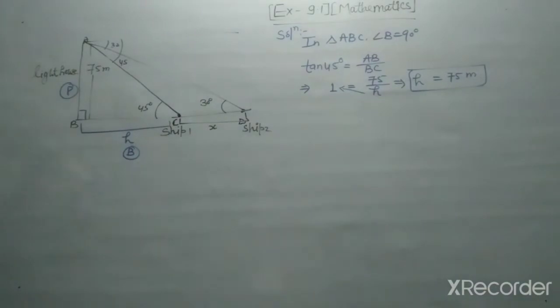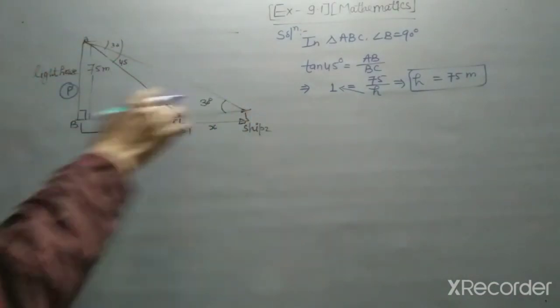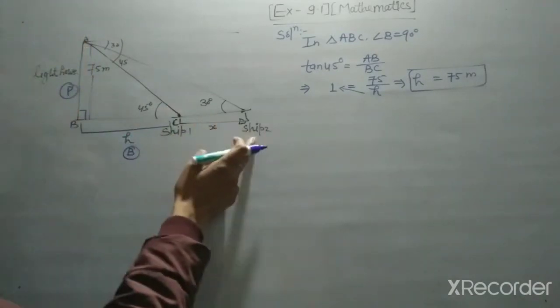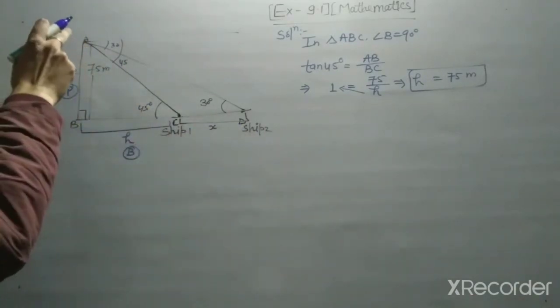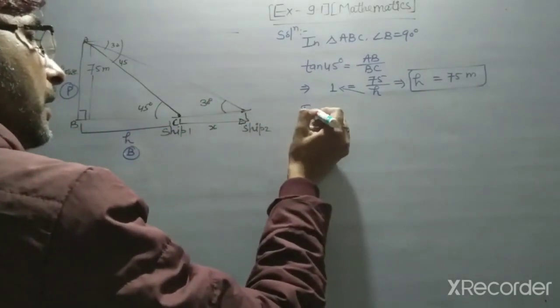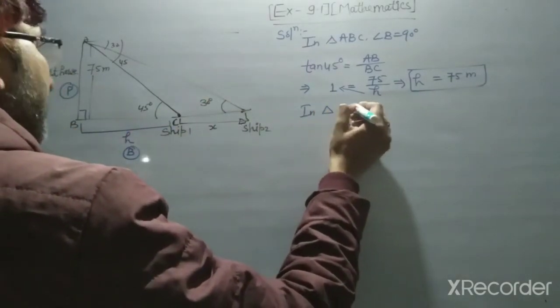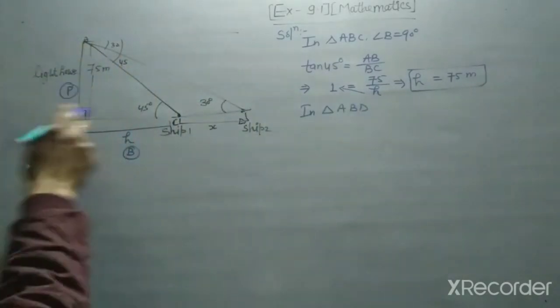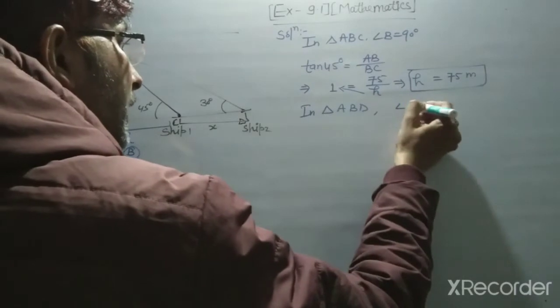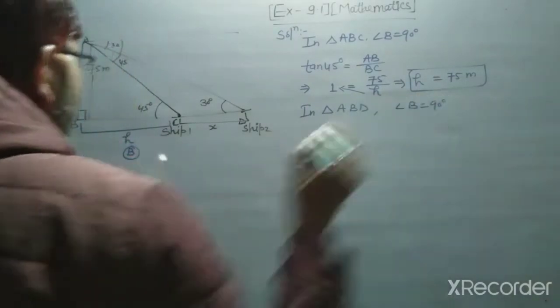Okay, and then after you have to use this second triangle. The triangle is A, B and D. I repeat again, the triangle you have to use is A, B and D. So in triangle A, B, D, what value you have? Angle B is equal to 90. So you have to write here angle B is equal to 90.